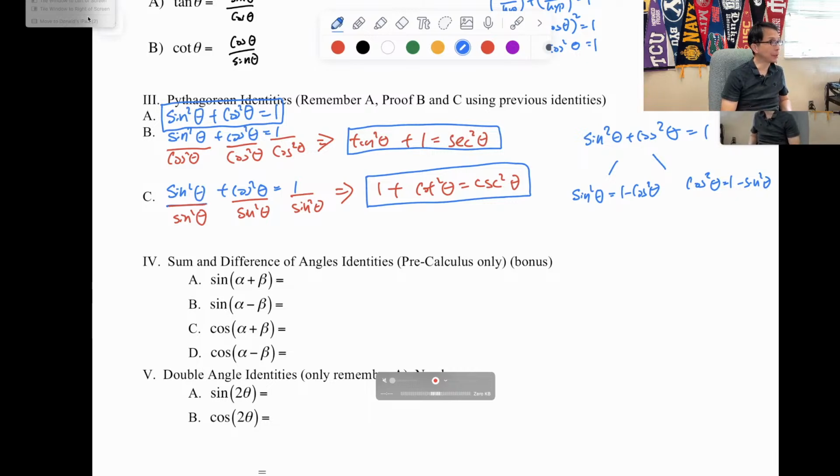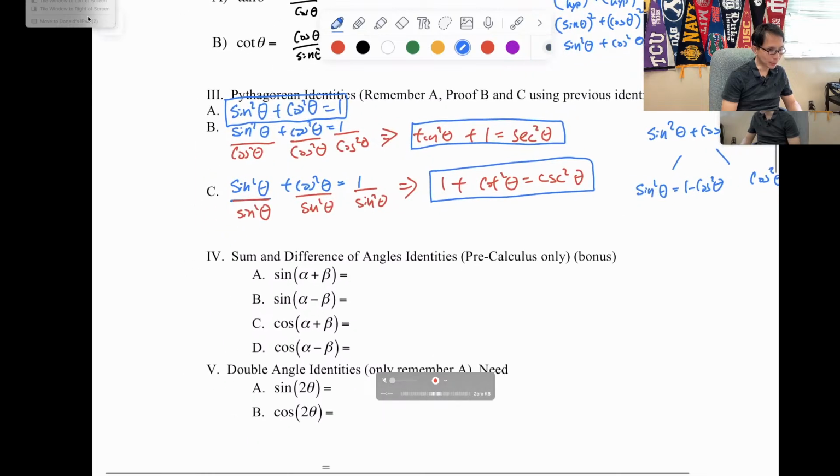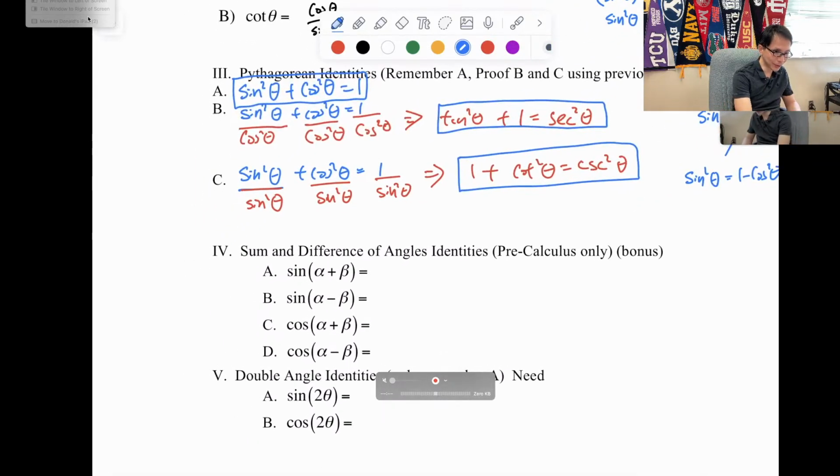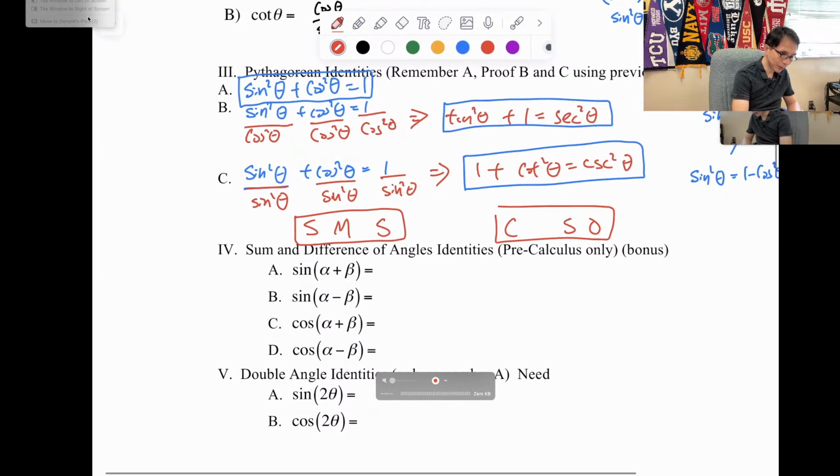Now the sum and difference, this part you might have been taught or might not. I don't know. You can tell me in a second. But I'm going to teach it a little bit differently. I'm going to tell you there's an acronym for this. One is SMS, and the other one is CSO. So there are 2 acronyms for this. And I'm going to talk about the first one, SMS. What is SMS?